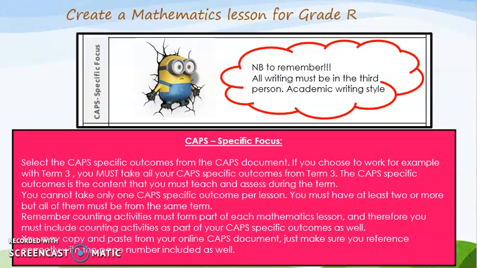first person writing style. Moving on to your CAP specific focus, you must select the CAP specific outcomes from the CAP document. If you choose to work, for example, with term 3, you must take all your CAP specific outcomes from term 3. The CAP specific outcomes is the content that you must teach and assess during the term. You cannot take only one CAP specific outcome per lesson. You must have at least 2 or more, but all of them must be from the same term, in our case, term 3. Remember, you can have CAP specific outcomes for your introduction part, your teaching and learning part, as well as your conclusion part.